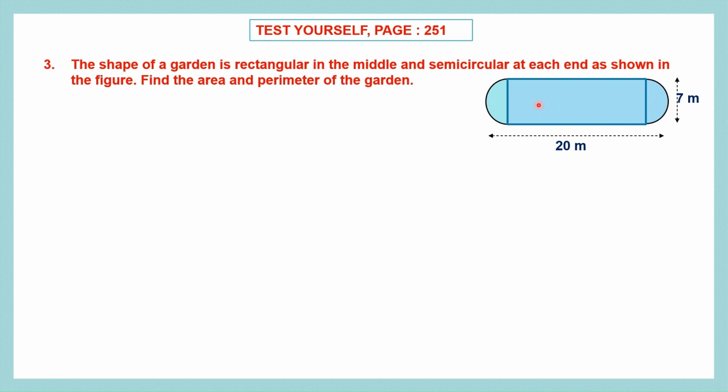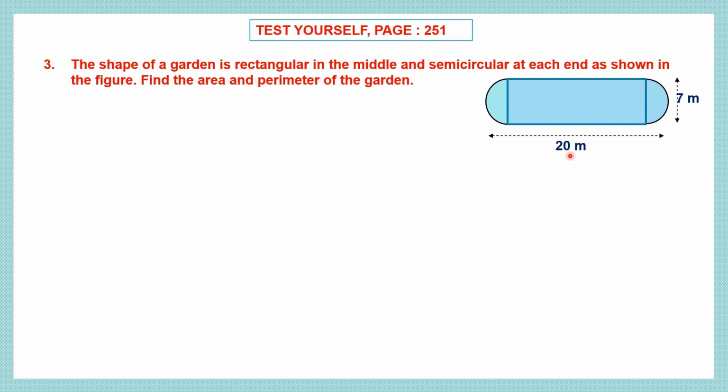That means to find the area, we have to find the area of the rectangle, find the area of the two semicircles and add it up. Now let's find the area first. To find the area of a rectangle, we need to know the length and the breadth.